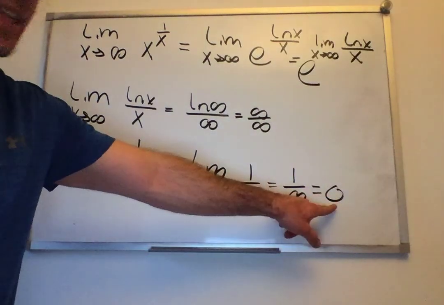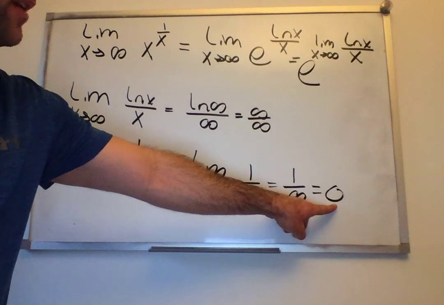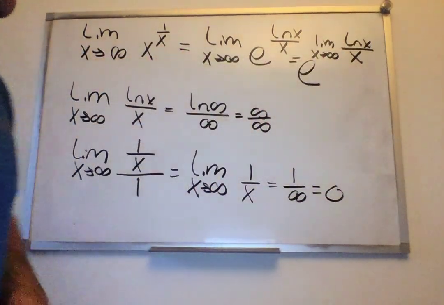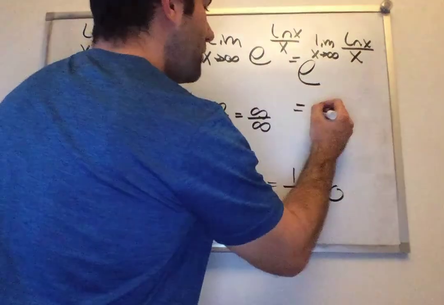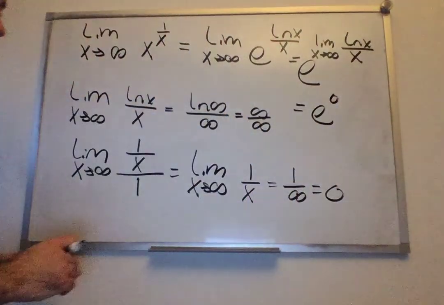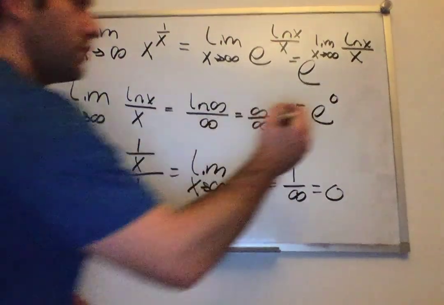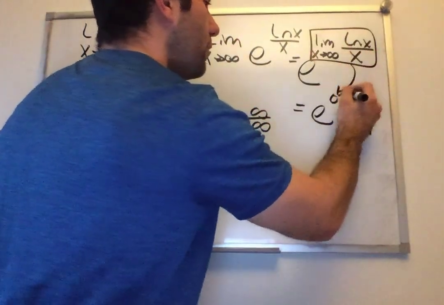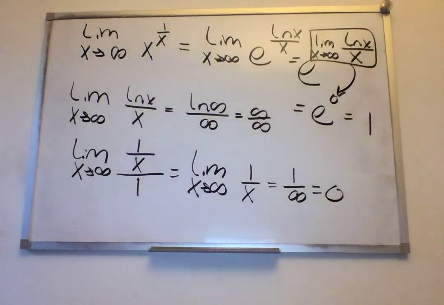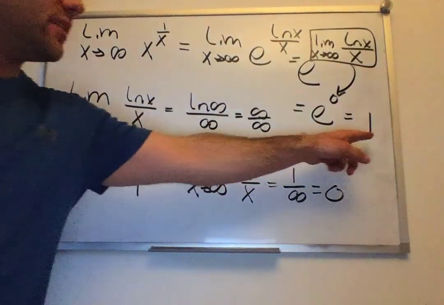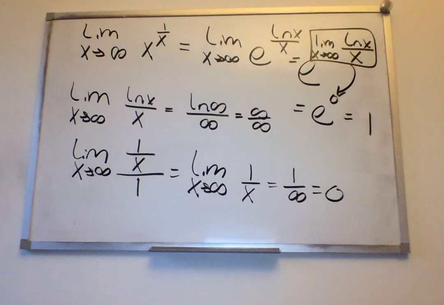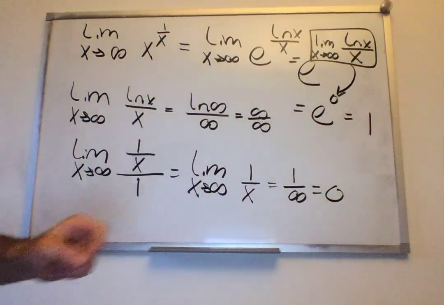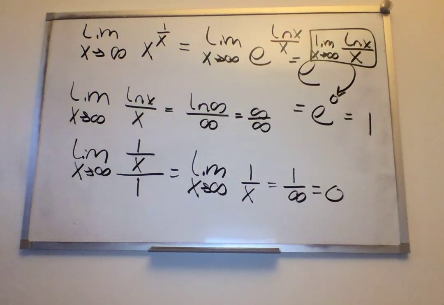This right here is not my answer, though. Look where we got this limit from. It was on top of an e. So this is equal to e to the 0, which is equal to 1. So this limit was equal to 0; you put it back in, evaluate the e, and it gave you 1. So the original limit is equal to 1. And that's the end of section 4.4.